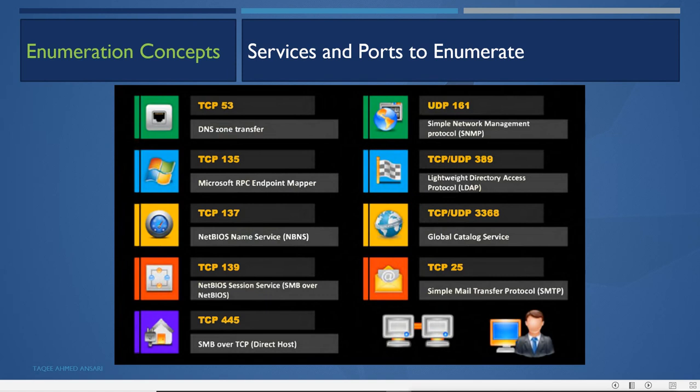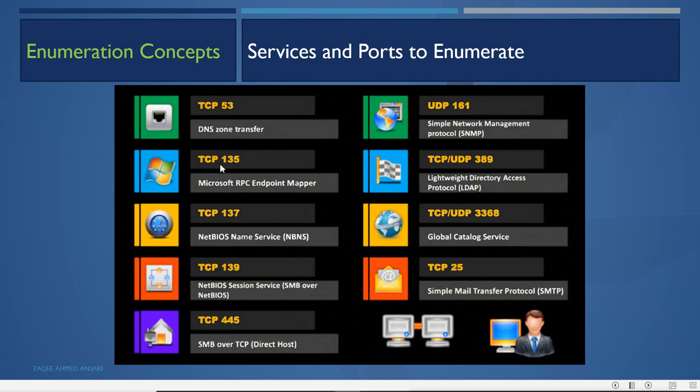Now, services and ports to enumerate. These are the services and ports which we should enumerate to get information. Like DNS. DNS works on UDP port number 53 for queries. But for zone transfers, it actually uses TCP port number 53.